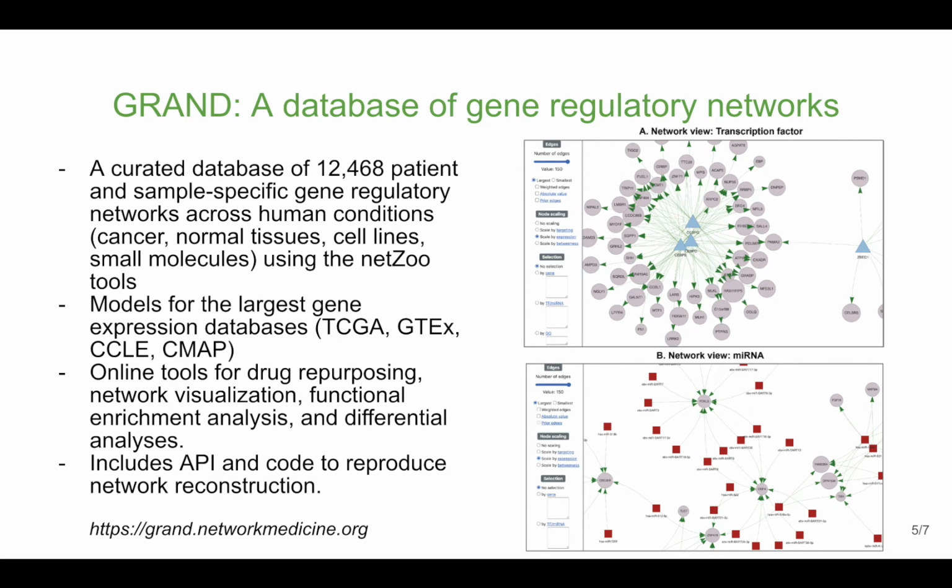The next component is a database called GRAND, where we host more than 10,000 gene regulatory networks across human conditions. These networks have been generated in our previous studies to understand gene regulation in normal human tissues, to understand gene regulation between males and females in normal human tissues and also in cancer. GRAND hosts a number of cloud-based analytical tools to visualize the networks, to do functional enrichment analysis, drug repurposing, and differential analysis.